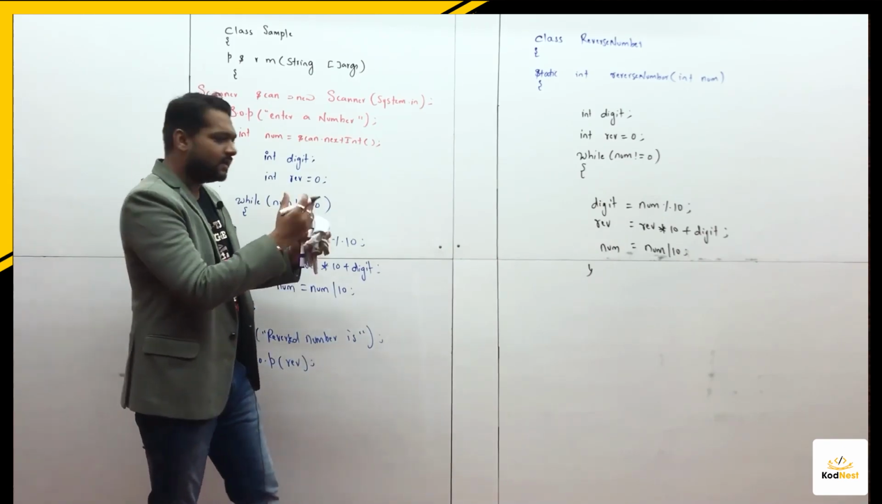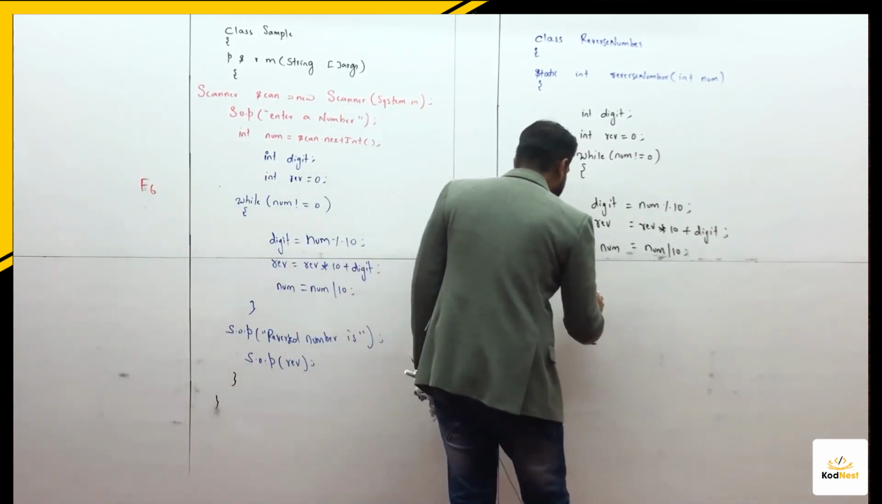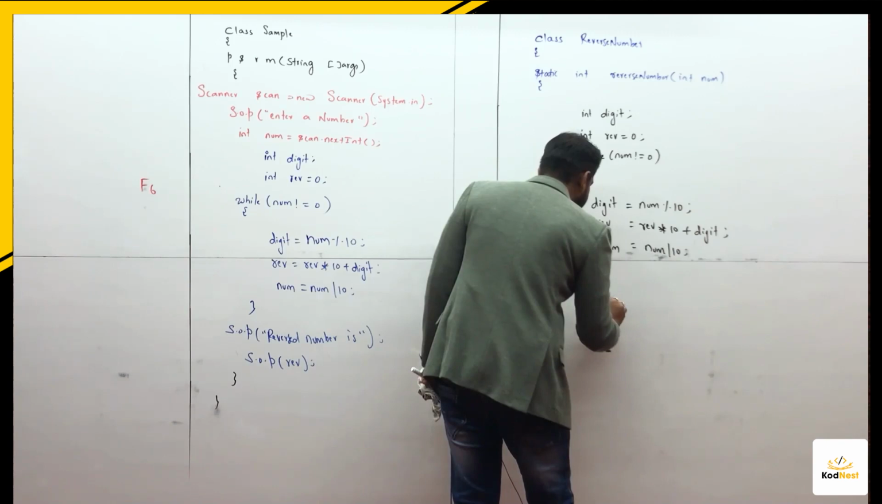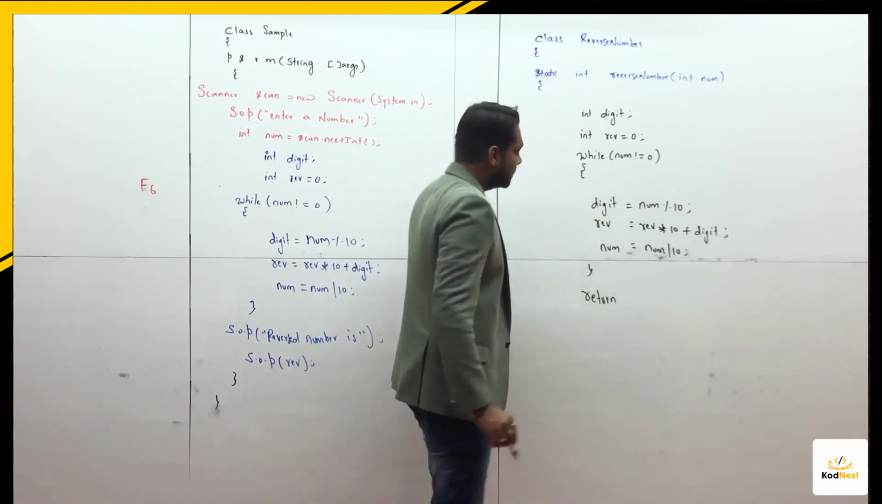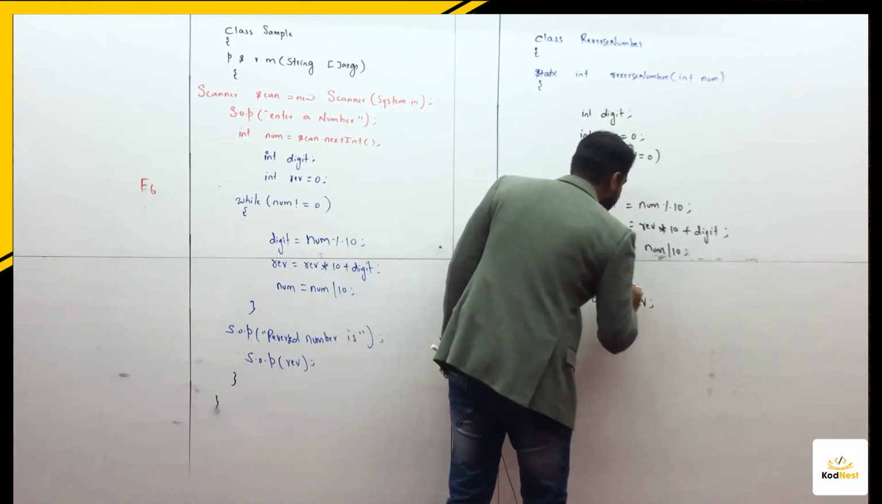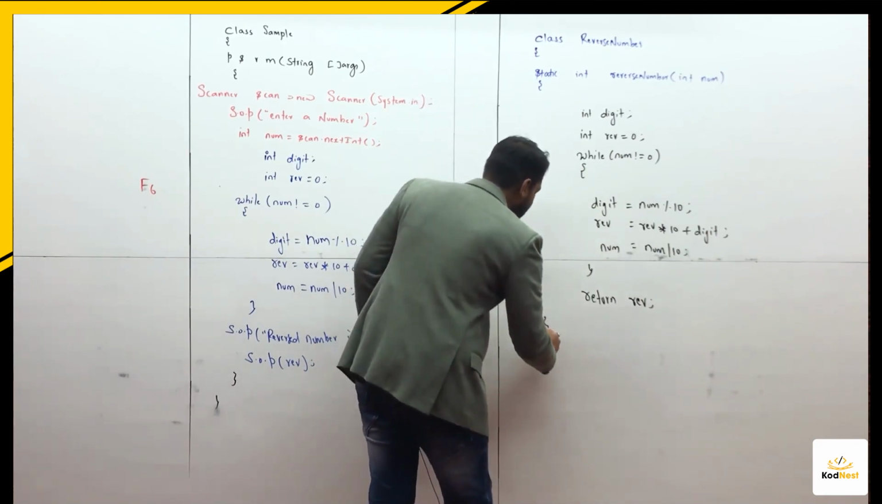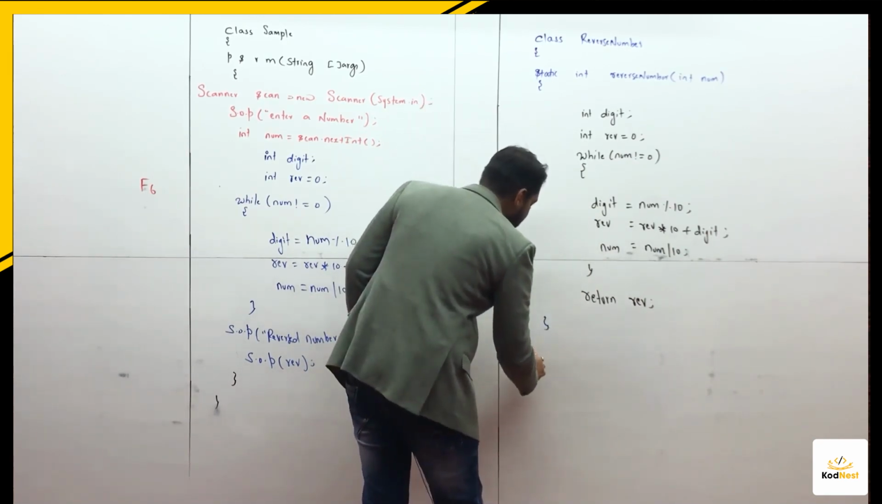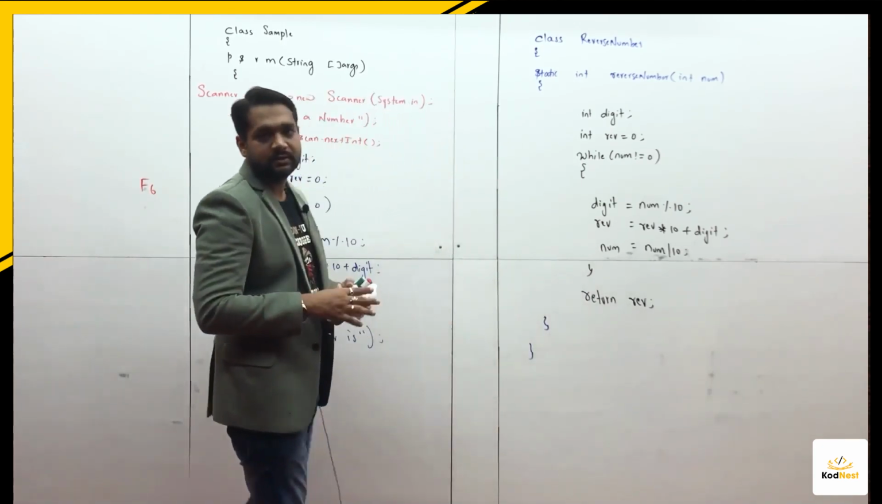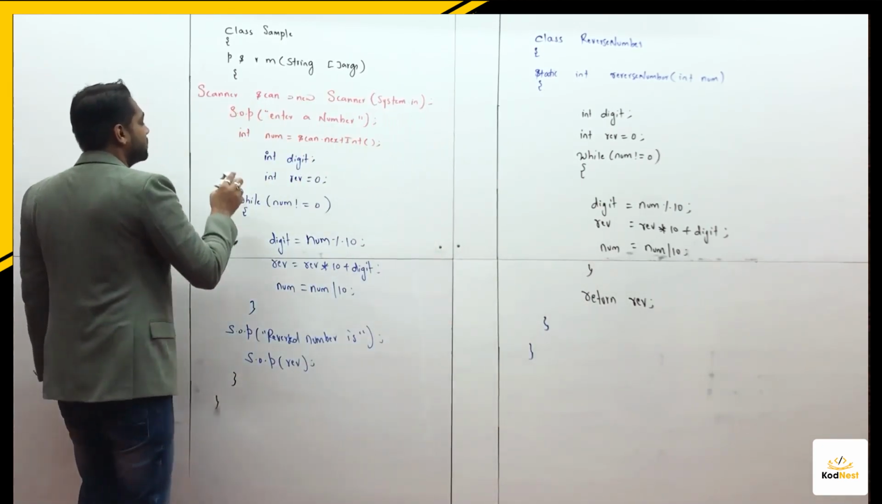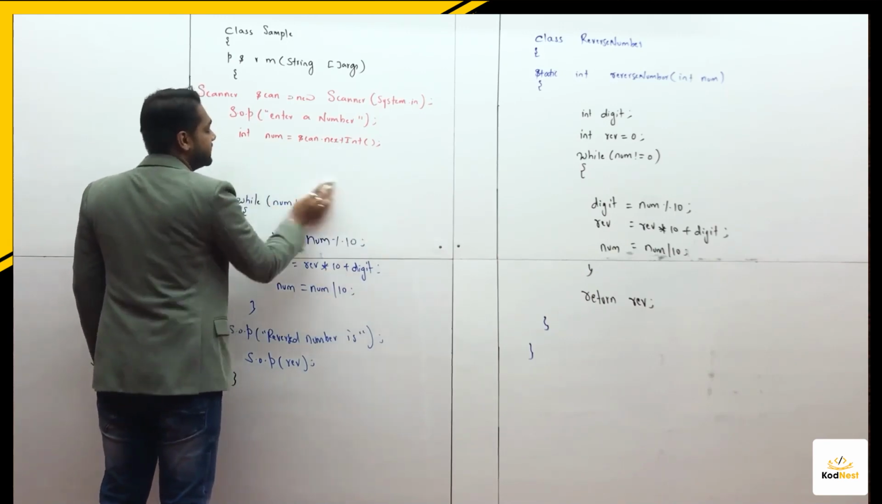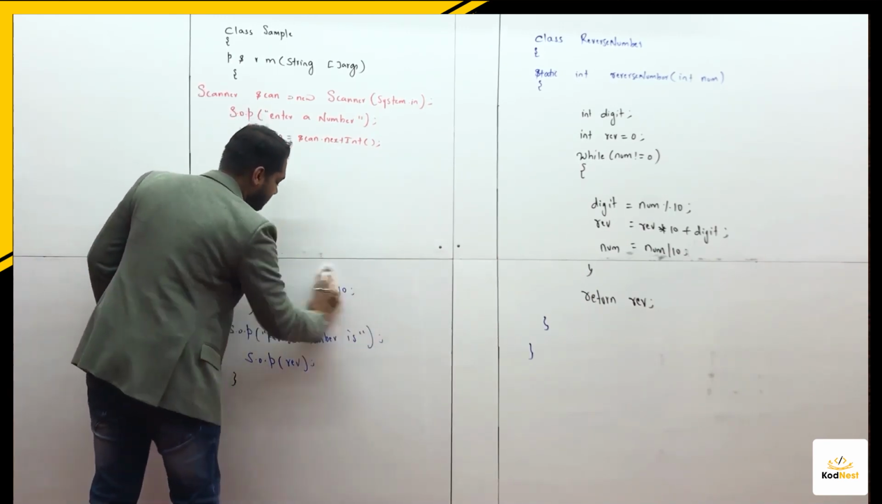If the number becomes 0, come out and return the reverse. Return the reverse number. That is the opening of the method, this is the closing of the method. That is the opening of the class ReverseNumber, and the closing of the class. Now what I will do is remove all this, because this code is written there. This code I would not write here.